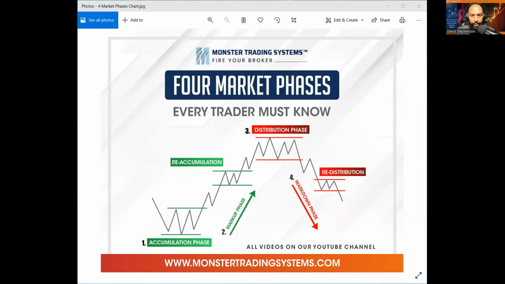Okay, so here we should have the 4 market phases. You guys see the 4 market phases? You see my cursor? Yes. Okay, all right.